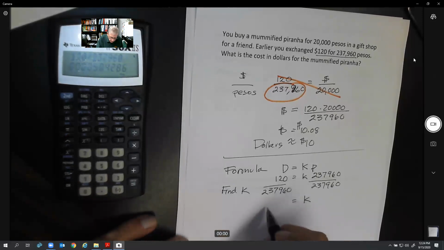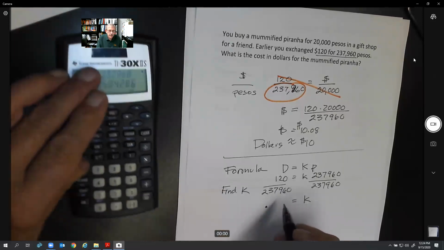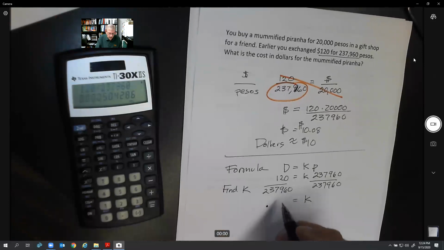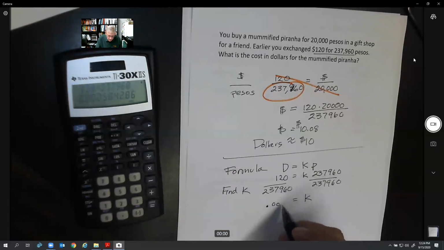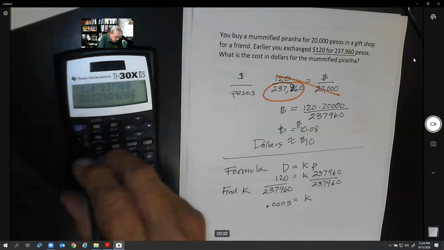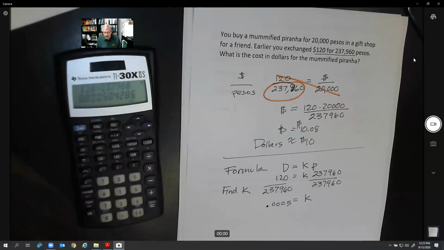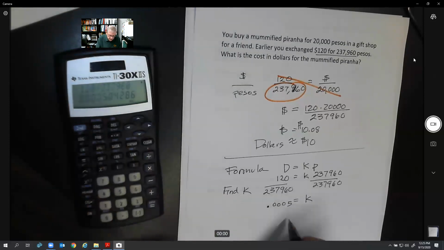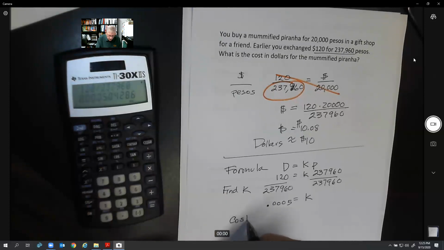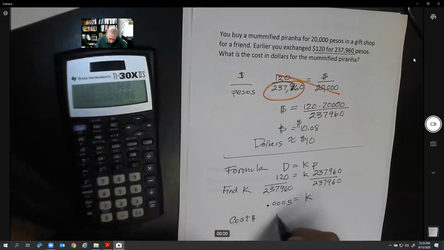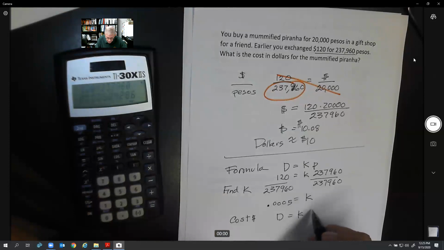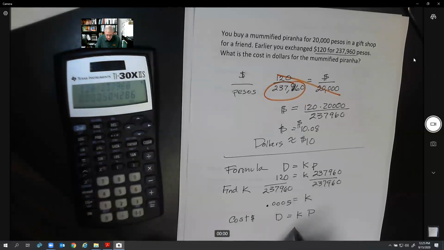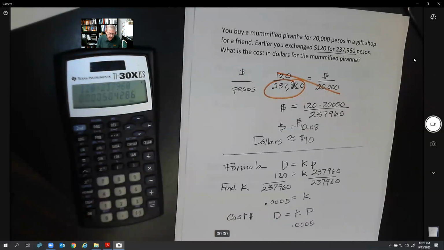And it comes out to be approximately 0.0005. Let's get the number of zeros right. 1, 2, 3, right. And now we're going to actually try to solve the problem. We're going to try to find out how many dollars this costs. So we're going to try to find the cost in dollars. So we're going to start out with our formula, D equals KP. And we did all this work to find K, 0.0005. That's our exchange rate.